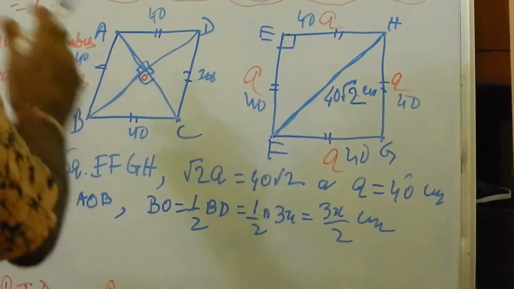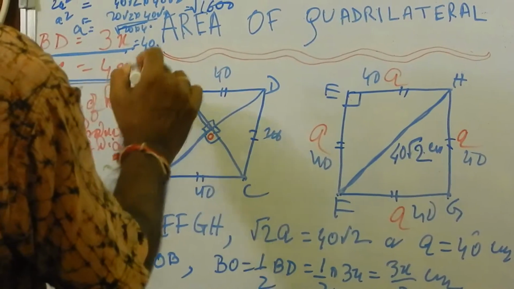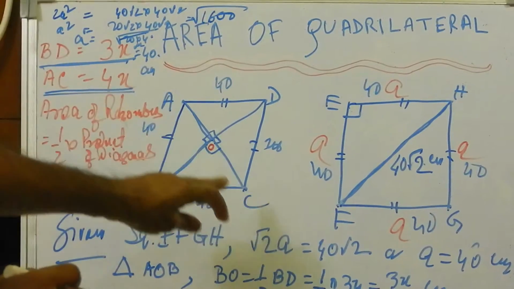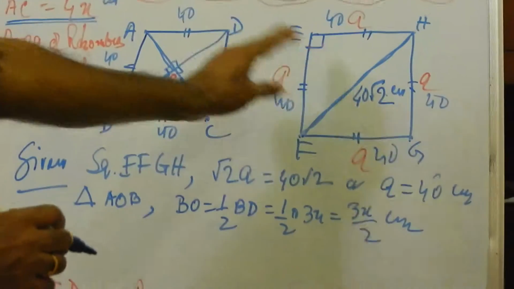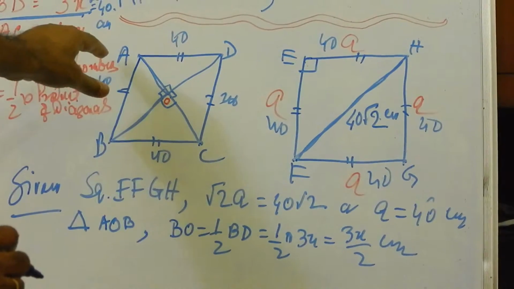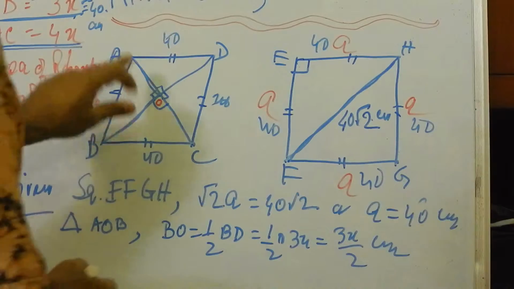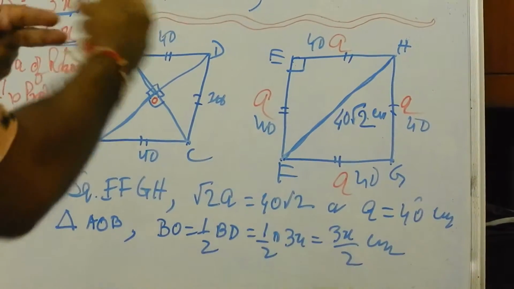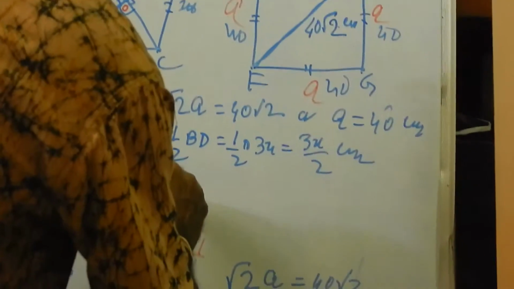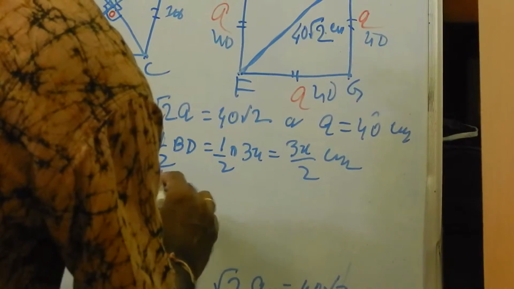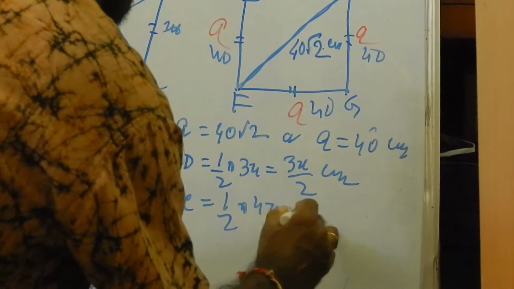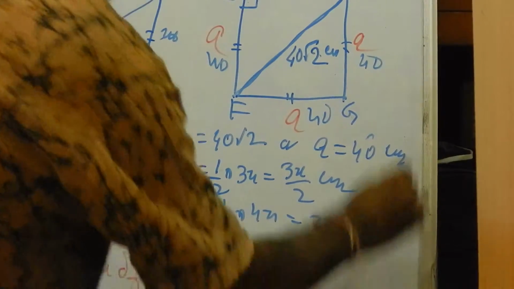Similar thing. AC is 4x centimeter, because the ratio was 3:4, so we took it as AC equal to 4x centimeter. So AO must be half of the AC because they bisect each other, as I had told you earlier. So AO equal to half AC equal to half into 4x equal to 2x centimeter.